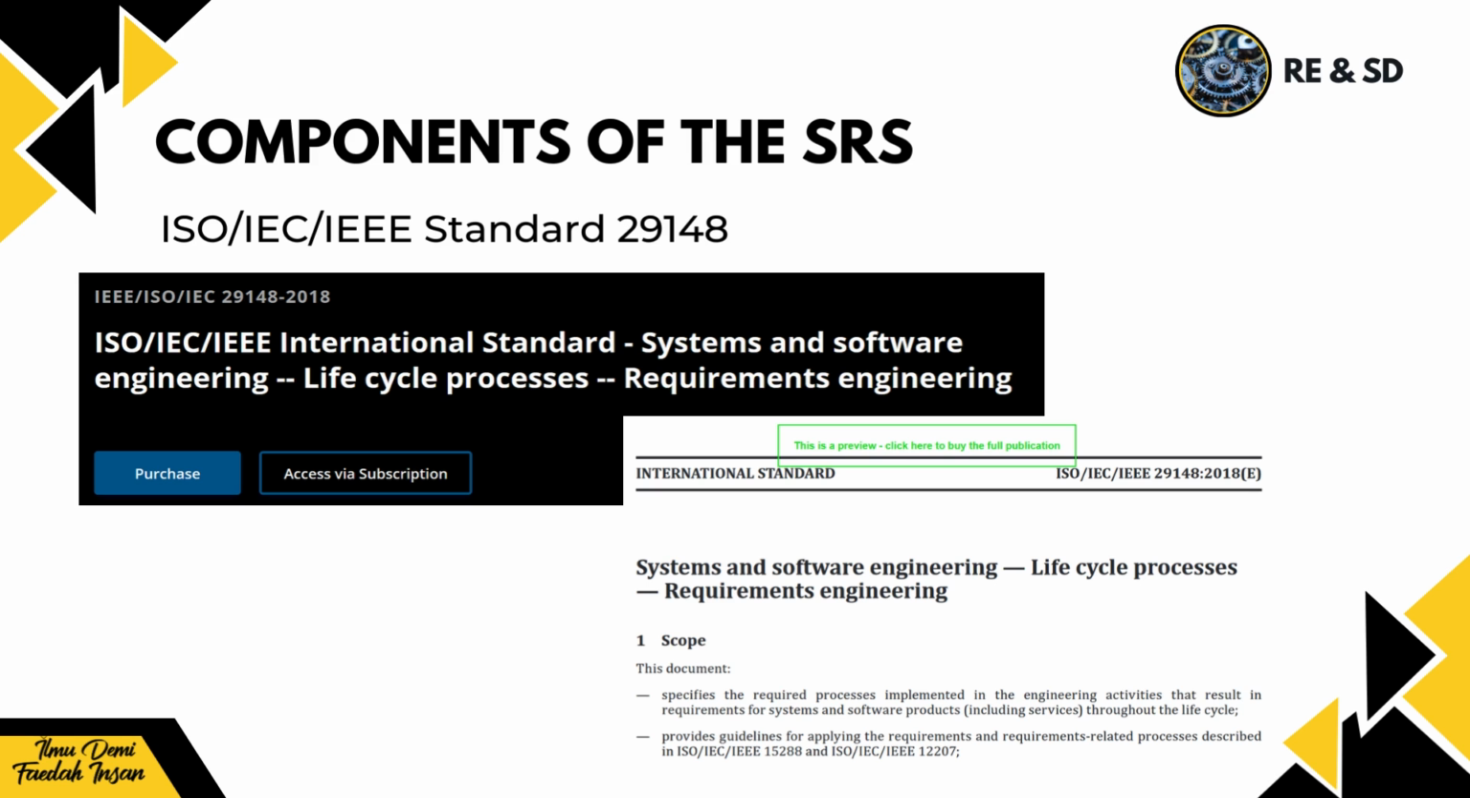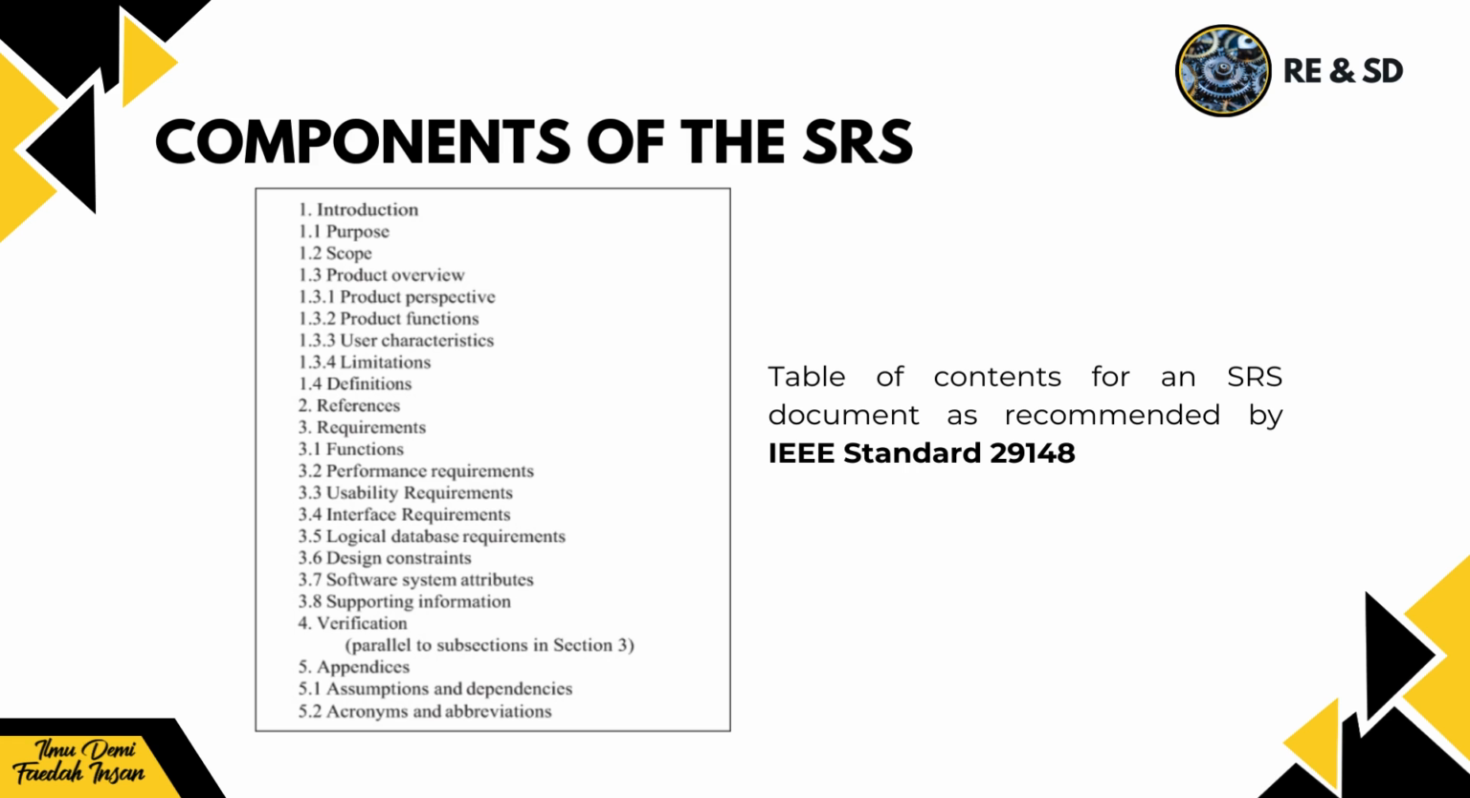Even so, we can take a quick glance at the table of contents of the IEEE 29148 standard. I must say, the items covered are quite comprehensive. It calls for a very detailed introduction, including scope, overview, limitations, and then progresses to present both functional and non-functional requirements. Clearly, the IEEE 29148 standard isn't the only one out there.